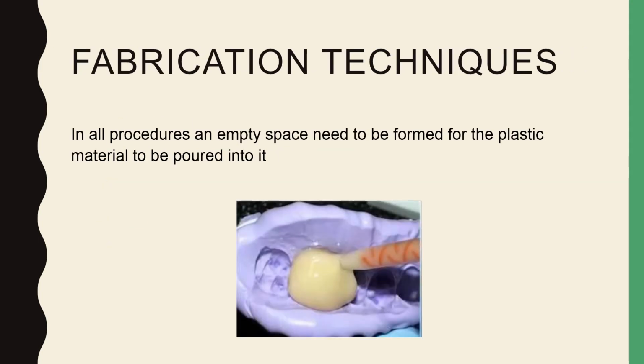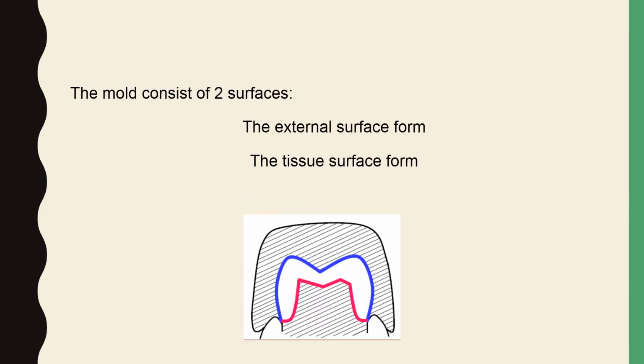And now we'll talk about the fabrication techniques. In all procedures, an empty space or mold cavity need to be formed for the plastic material to be poured into it. The mold consists of two surfaces: the external surface form, which forms the external surface of the crown or bridge, and the tissue surface form, which forms the internal prepared tooth surface and or the edentulous span.